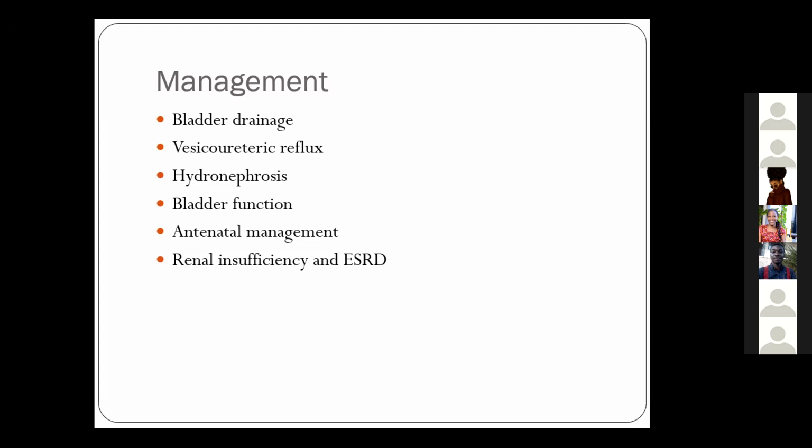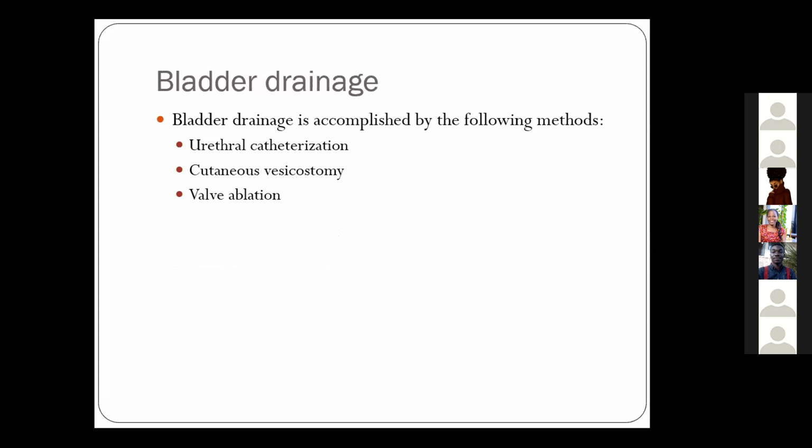But for you, I want to focus more on the bladder drainage. The bladder drainage is accomplished by the following methods. You can put a urethral catheter, and we said the commonest type of the valves is the type 1, and because of its orientation, it is easier for you to catheterize because you are going retrograde, and the way the valves are oriented, the catheter will have no problem. Of course, apart from the high bladder neck, which may give you issues. So catheterization will be possible, and this should not confuse you.